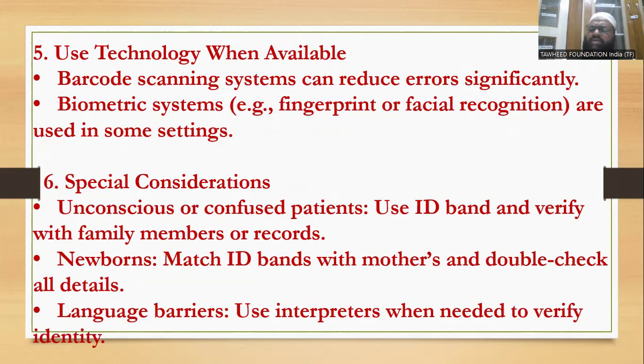Okay. So the sixth thing is special considerations. How are you going to consider unconscious or confused patients? For those types of patients, use the ID band and verify with family members or records. Coming to newborns also, match ID bands with mothers, and double check all details. Coming to a few patients, they have language barriers. So use interpreters when needed to verify identity. Okay. So all these points we should keep in mind.